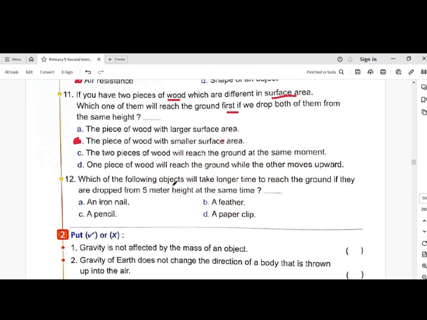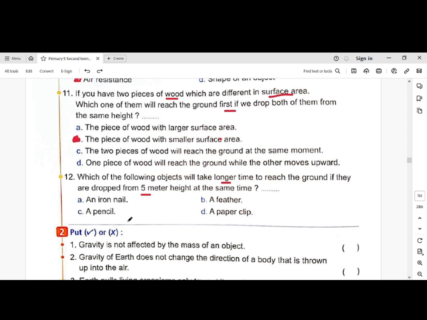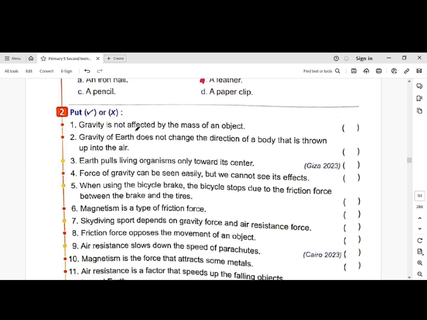Which of the following objects will take longer time to reach the ground if they are dropped from 5-meter height at the same time? An iron nail, a feather, a pencil, a paper clip. اللي هياخد وقت أطول هو الفيزر. Put true or false. Gravity is not affected by the mass of an object. الكلام ده wrong. Gravity of Earth doesn't change the direction of a body that is thrown up into air. الكلام ده wrong. Earth pulls living organisms only toward its center. Only دي خلت الكلام ده wrong.